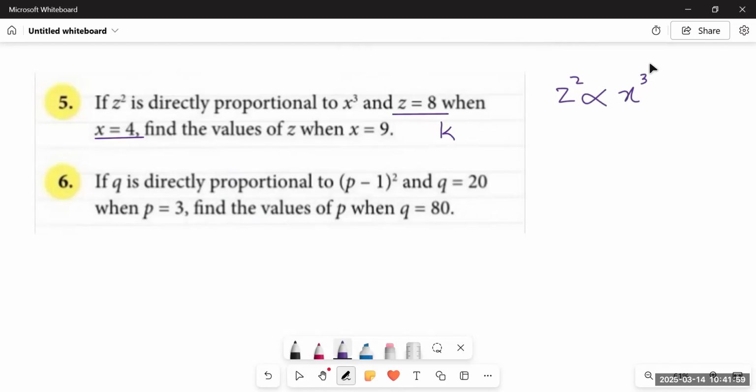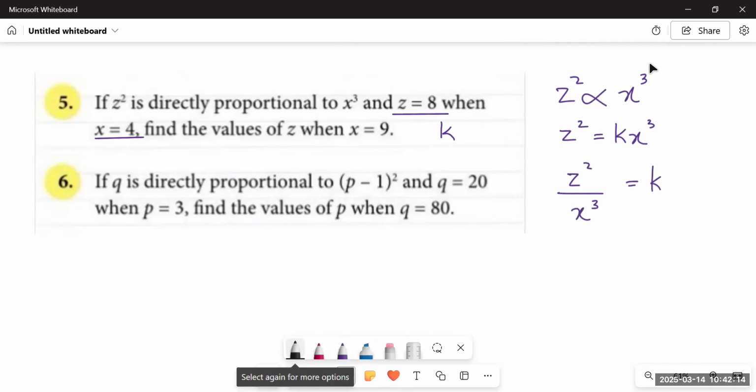So it could be Z square equals K x cube. Then what are we going to do? We are going to write it down like this: Z square upon x cube equals K. Why? Because we have to find out the constant K. And then we will simply substitute the values, 8 square upon 4 cube, which equals K.